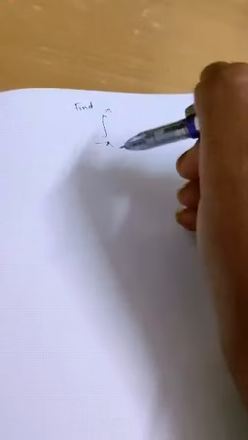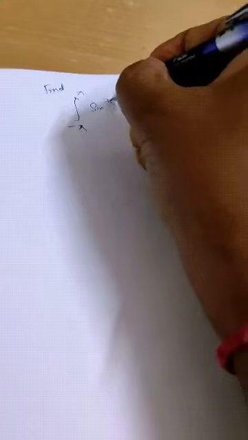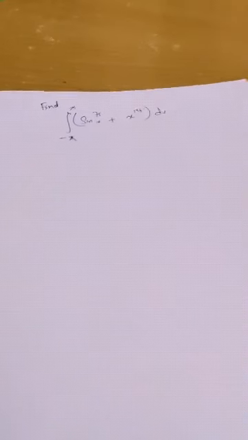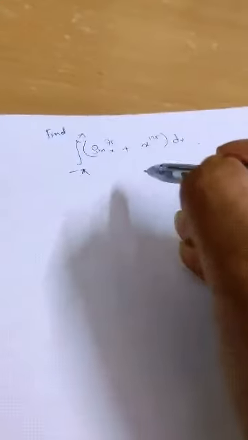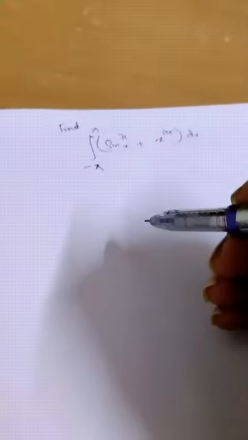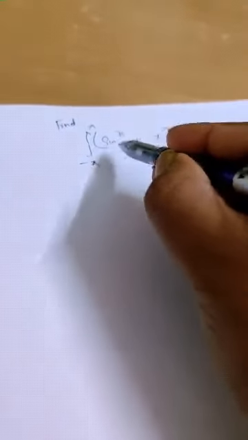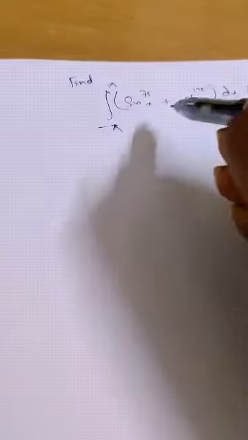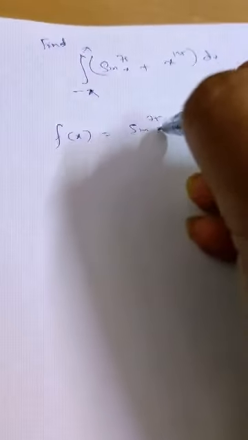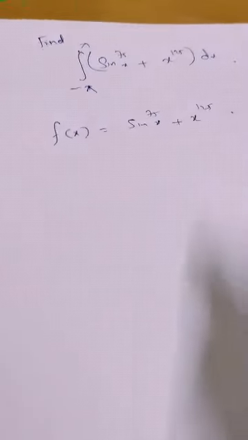Find the integral from minus pi to pi of sine to the power 75x plus x to the power 125, dx. Now, this is of the form integral from minus a to a of f(x) dx. So, what is f(x)? f(x) is equal to sine to the power 75x plus x to the power 125.